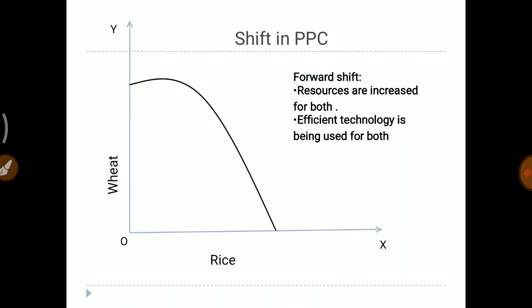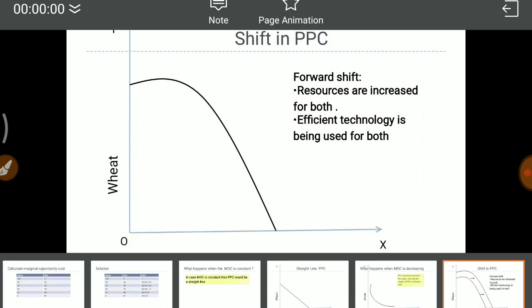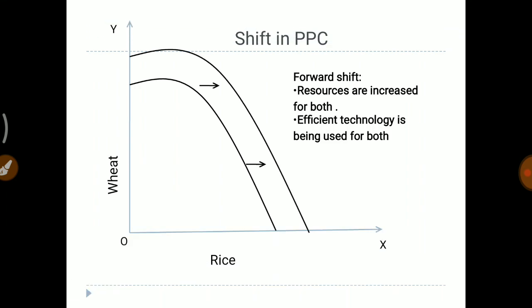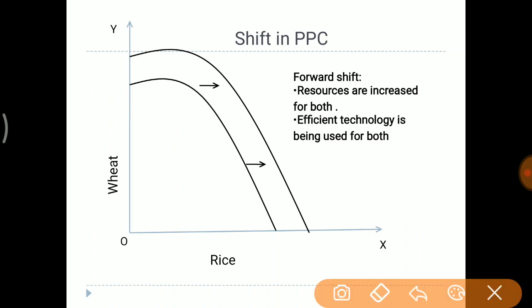Shift in PPC. What happens when there is a forward shift in the PPC? It happens because of two reasons. The first is when your resources are increased. For example, when I had 1 hectare of land, I was producing on this PPC only. This was my first PPC. But as soon as my resources increased, my land increased. Therefore, my production will also increase for both goods because the same land is used for both. Now if I take another land, it is again used in the production of both goods, hence my production capacity increases.